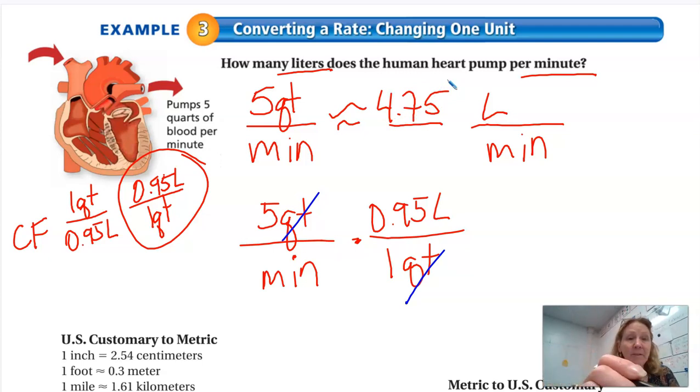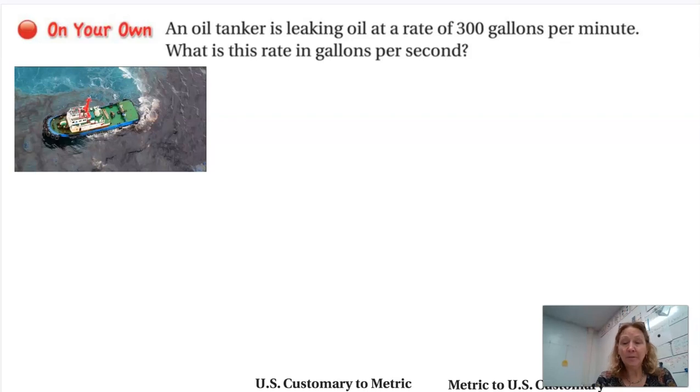Okay, let's look at an example. You're going to be writing down a rate and then converting it. So I'm going to first underline the rate, 300 gallons per minute. And notice that this is not customary to metric, because now the question asks, what is this rate in gallons per second?